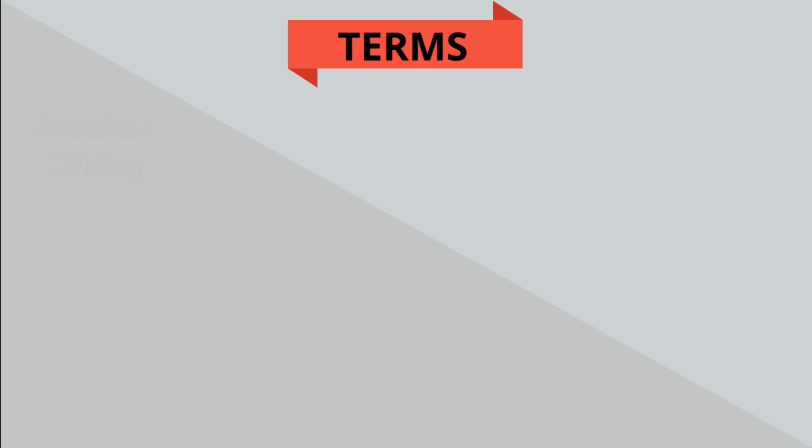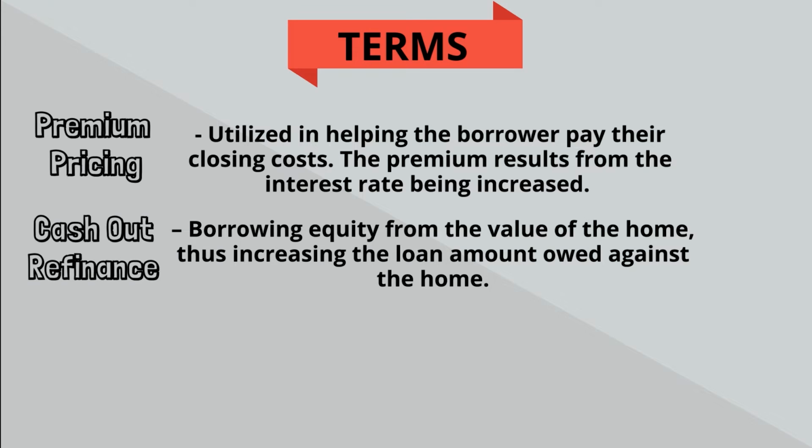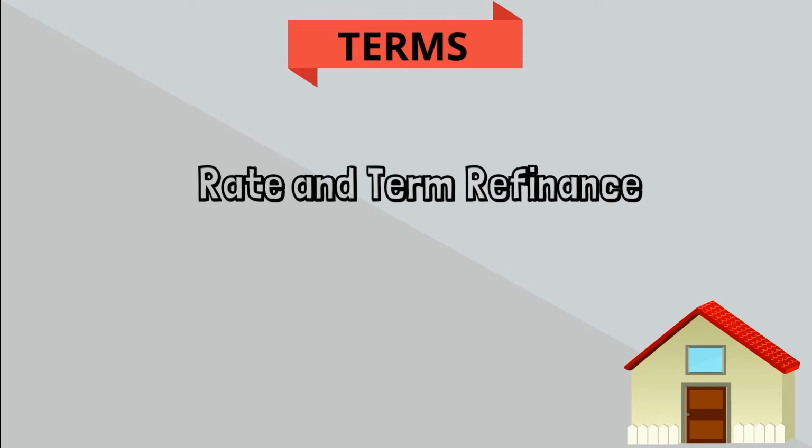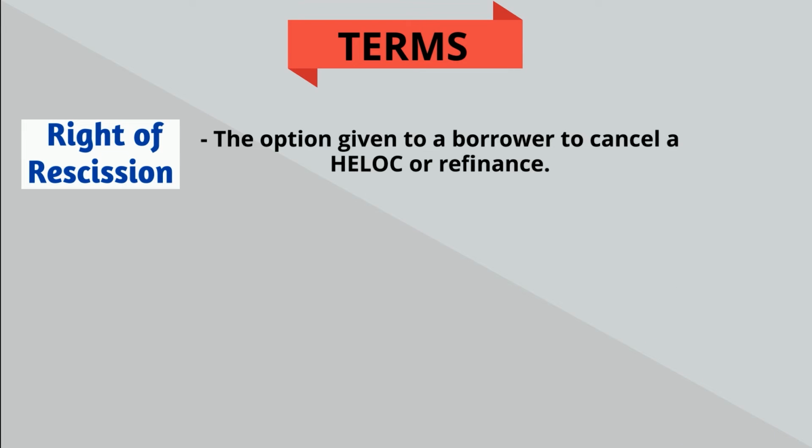Premium pricing. Utilized in helping the borrower pay their closing costs. The premium results from the interest rate being increased. Cash out refinance. Borrowing equity from the value of the home, thus increasing the loan amount owed against the home. Rate and term refinance. An extension of the term or reduction of the interest rate to reduce the amount owed in the monthly payment.